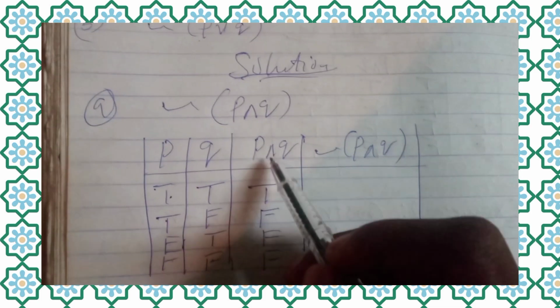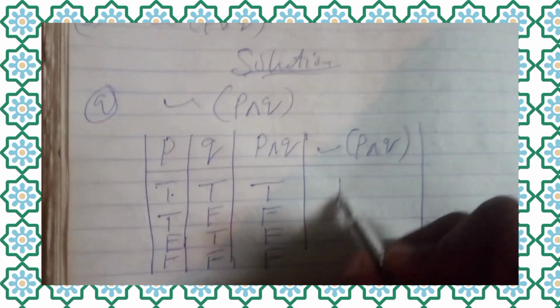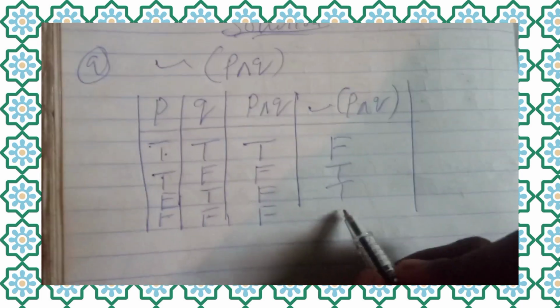Now let's look at the negation of P and Q. Negation simply means not. That is the opposite of this P and Q. The opposite of truth is false. The opposite of false is truth. The opposite of false is truth. The opposite of false is truth. And this is the final answer for this one.